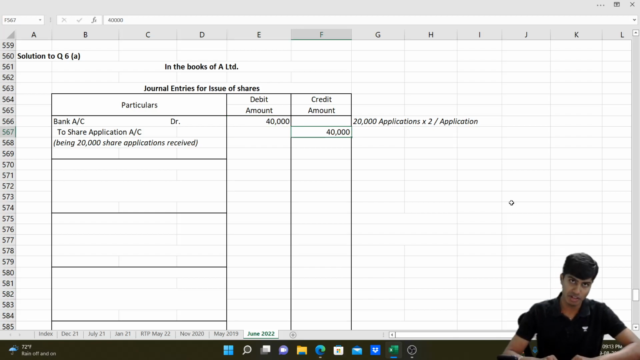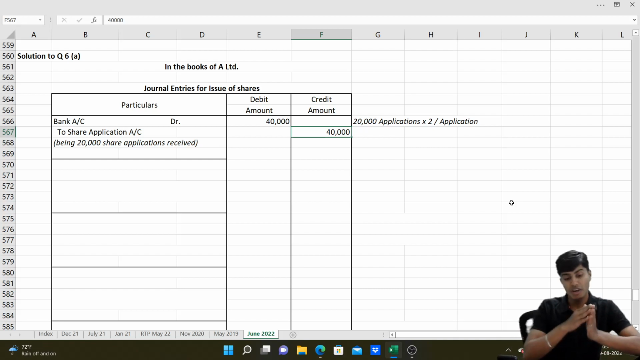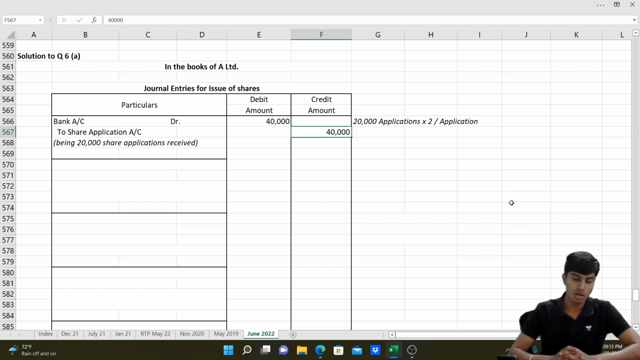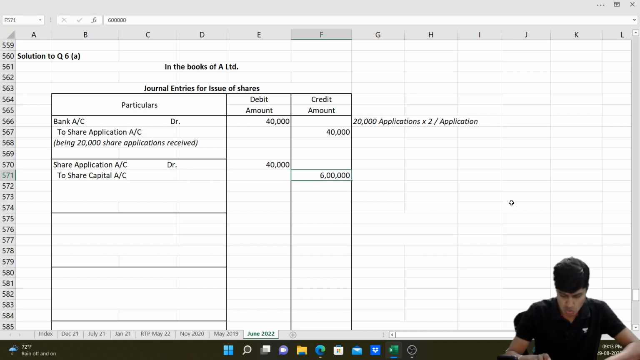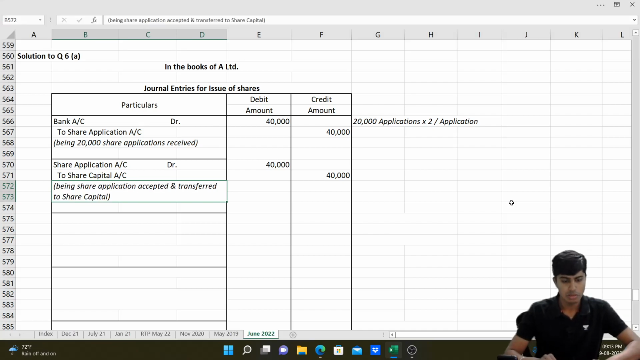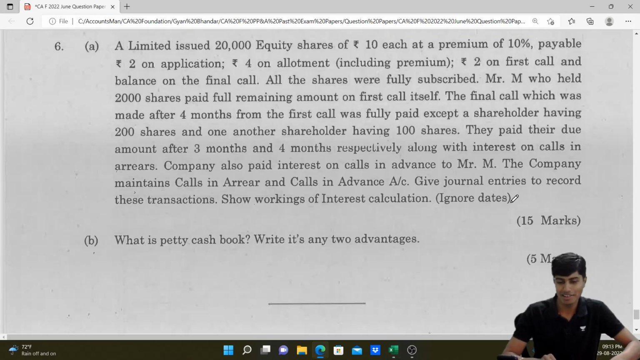This application money, whatever I've collected, I'll post this from my share application account to share capital. Whenever I post this money from share application account debit to share capital account, I'm going to write the entry as share application account debit to share capital account. It is that entire same money, 40,000, 40,000. Yeah, because there is no oversubscription, there is no undersubscription. Being share applications accepted and transferring the share application money to share capital. Dates are not there. You would love this part, I know it.